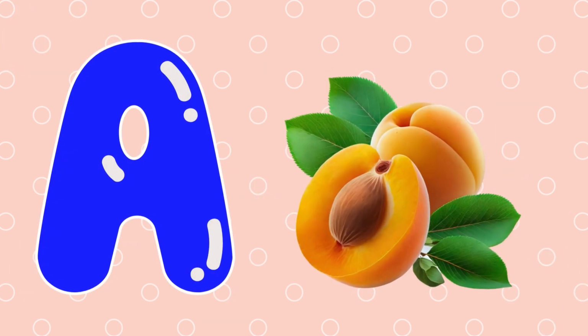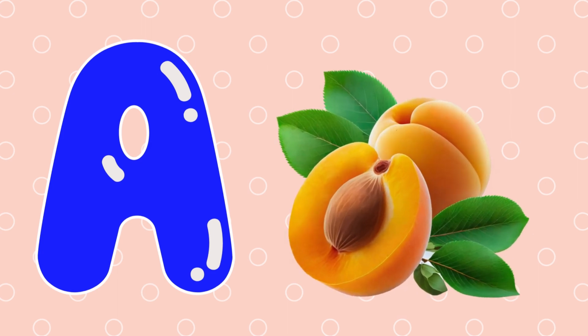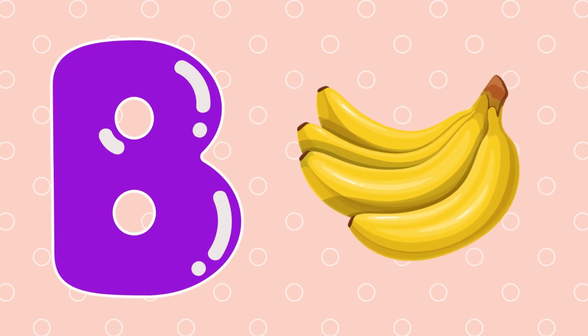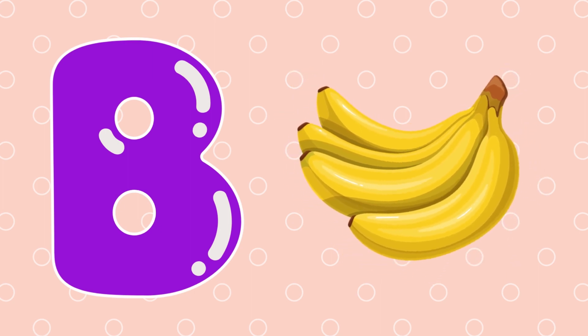A is for apricot, a, a, apricot. A is for apricot, a, a, a. B is for banana, b, b, banana. B is for banana, b, b, b.